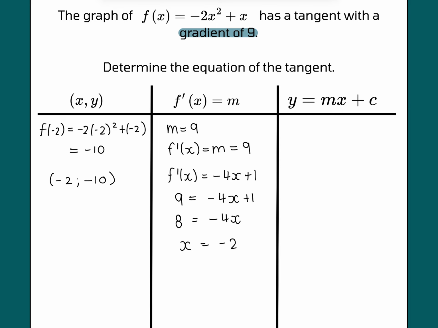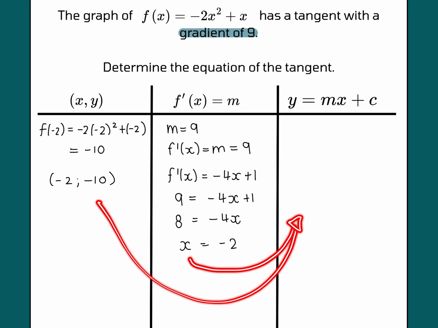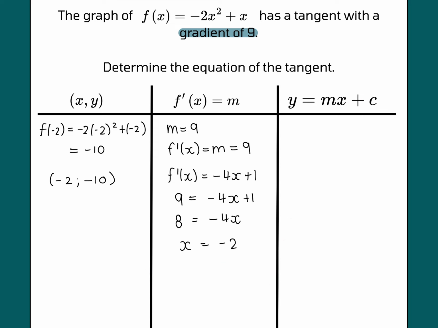All right. Now you've got the gradient and you've got the coordinate. So now you can sub both of them into your formula of y equals mx plus c to solve for c. So you would sub your gradient of 9, which was given to you, as well as your coordinate that you had just solved for. Oh, there I go, missing the negative. All right. So negative 10.